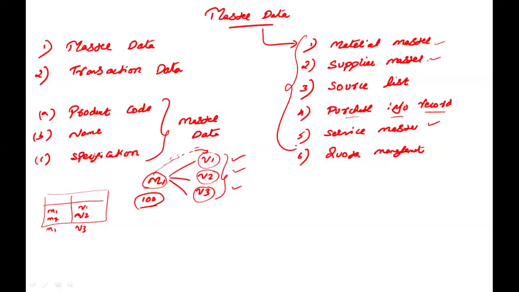For all of this master data, we have individual sessions planned. Today and tomorrow we will cover the material master. Next week we will cover the supplier master. The week after that we will cover the source list and the purchase info record. Then we have the service master, which we will cover after the P2P cycle.